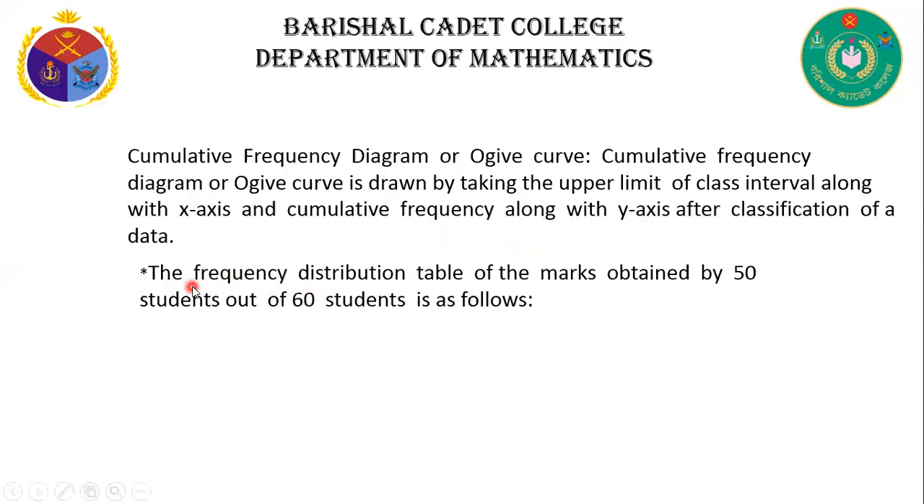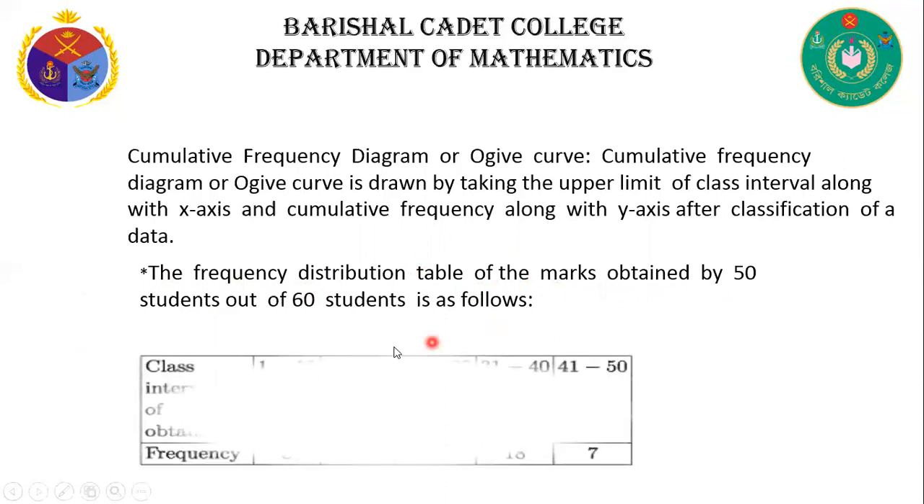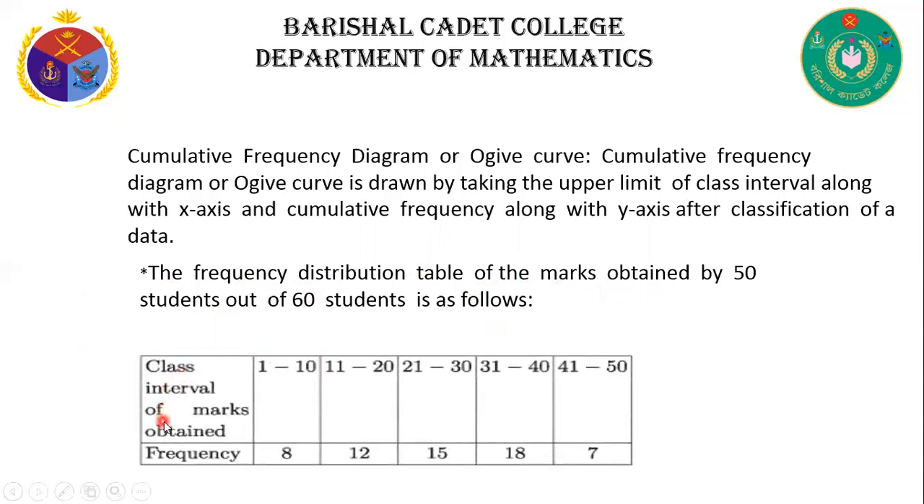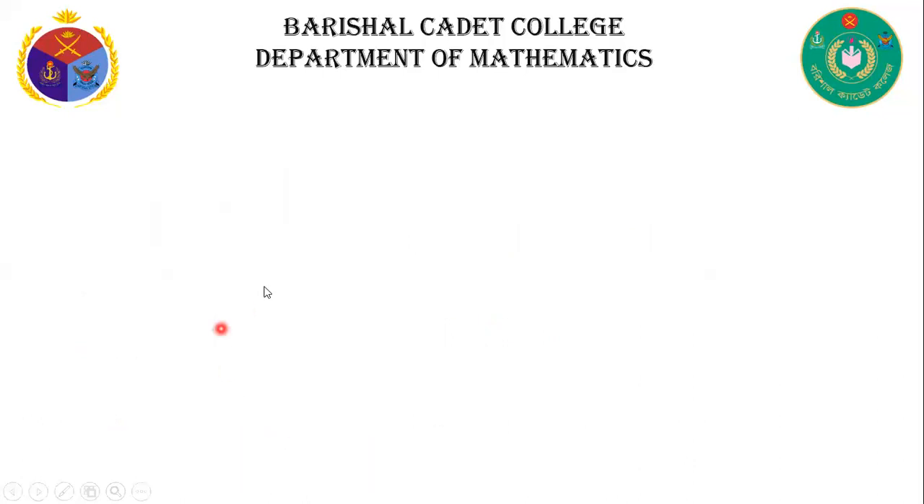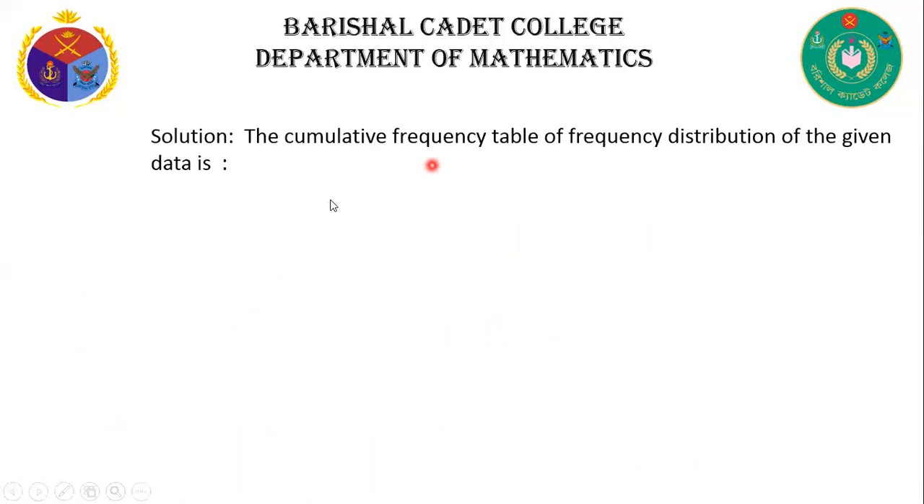Now, the frequency distribution table of the marks obtained by 50 students out of 60 is as follows. The class interval of marks obtained 1 to 10 has frequency 8, 11 to 20 has frequency 12, and in the same way the data is given. Draw the ogive curve from this frequency distribution table. Now, the solution.